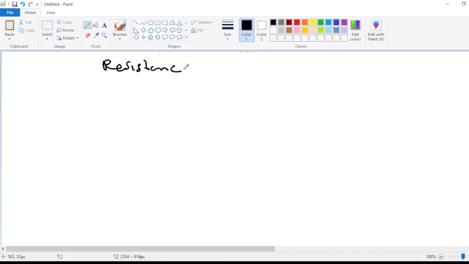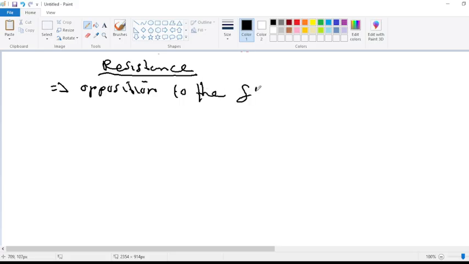According to the word itself, it resists, meaning it tries by all means to oppose the flow of current. So resistance is the opposition to the flow of current. Just the word itself, resist, means opposing. So this is the definition of resistance. Resistance is measured in ohms, and this is how we denote the ohm.